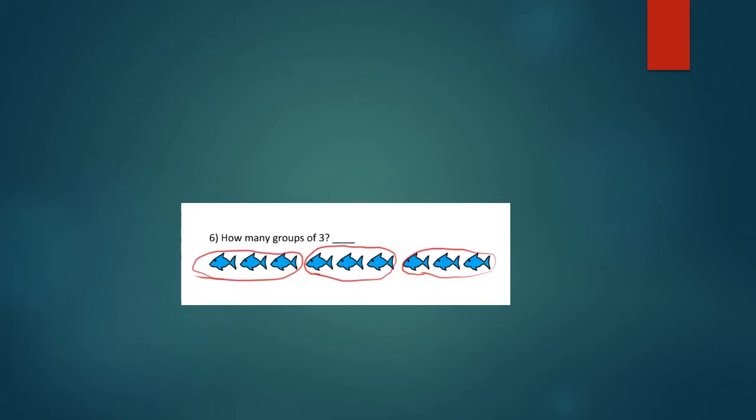Alright, I circled all the fish in a group. You can see there are 3 fish in one group. So how many groups of 3? What does that mean? Well, now you can just count your circle. We circled 3 groups. 3 fish in one group.